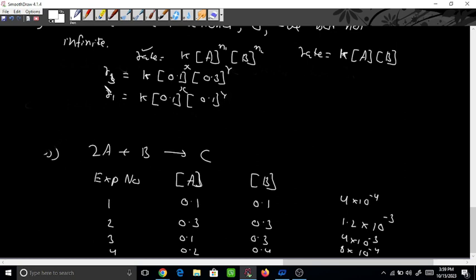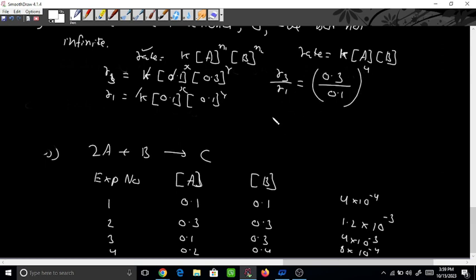So if we divide R3 by R1, this term will get cancelled and K will also get cancelled. So R3 by R1, what will its value be? This K will get cancelled, this 0.1 and 0.1 will get cancelled. So 0.3 by 0.1, whole to the power y. Yes, 0.3 divided by 0.1, and whole to the power y.